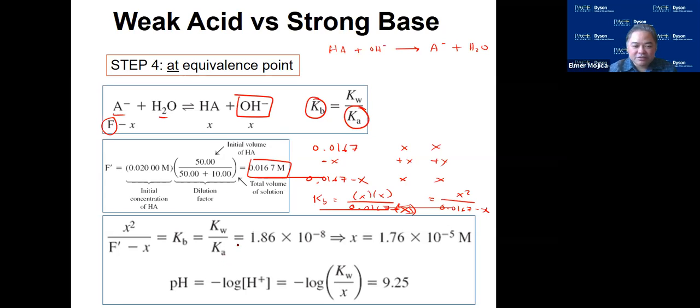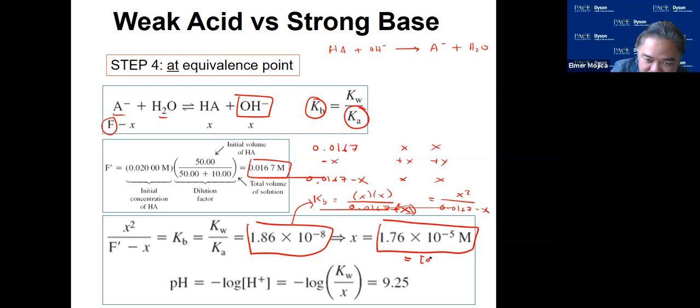So if we're going to get the corresponding value of Kb, this is what we have. And we set it up here. So if we're going to get the x, this is the value that we got. And again, this is the hydroxide concentration. And to get the H plus, we have 1 times 10 to the negative 14 divided by 1.76 times 10 to the negative 5, you get the negative log, you get the 9.25.